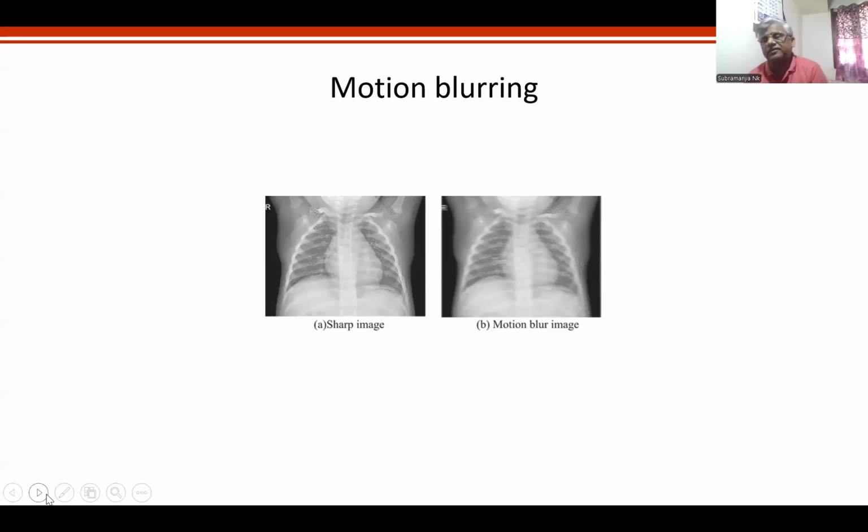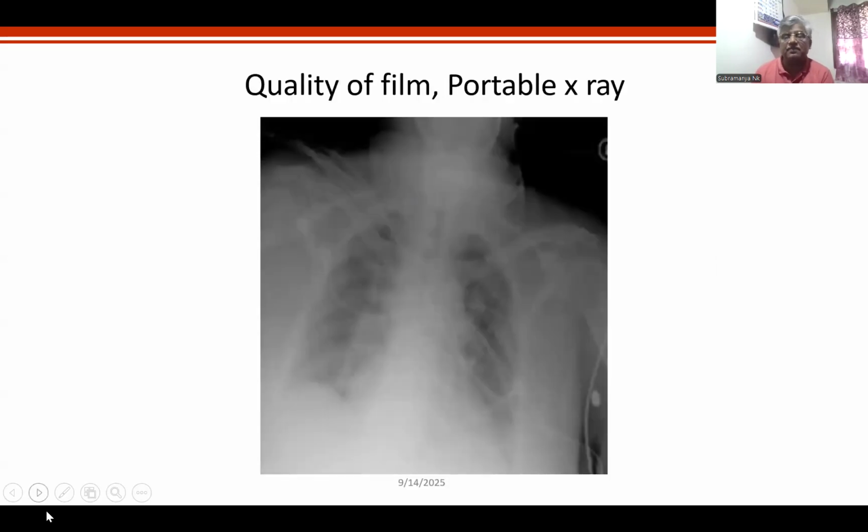This is a small factor, just a passing remark. Motion blurring can happen. All of you have mobile cameras, you take a picture and you delete these images. You understand? This can also happen in cases of X-rays, and you should be able to recognize them. It is easy to recognize. I don't think I need to explain this, but you have to reject the X-ray.